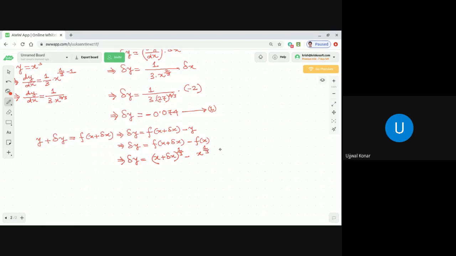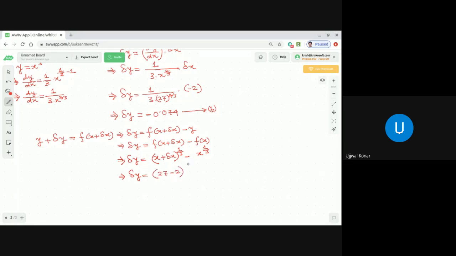Correct or not? That is delta y. Now what is the value of x in context to our question? The value of x is 27, and the value of delta x is minus 2. Correct? So then what we are going to get is that this implies delta y is equal to f(x plus delta x) minus f(x). x is 27 and delta x is minus 2.